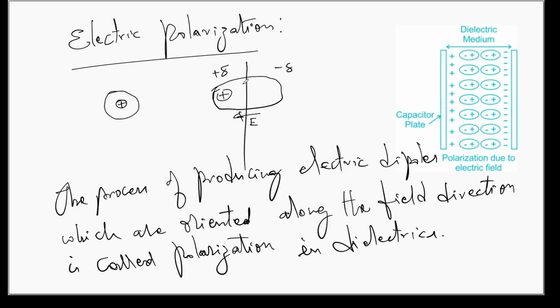As a result, a portion of the molecule becomes relatively positively charged and the other half of the molecule becomes relatively negatively charged. This constitutes a dipole. The process of producing electric dipoles which are oriented along the field direction is called polarization in dielectrics. Now we define another quantity called polarizability.